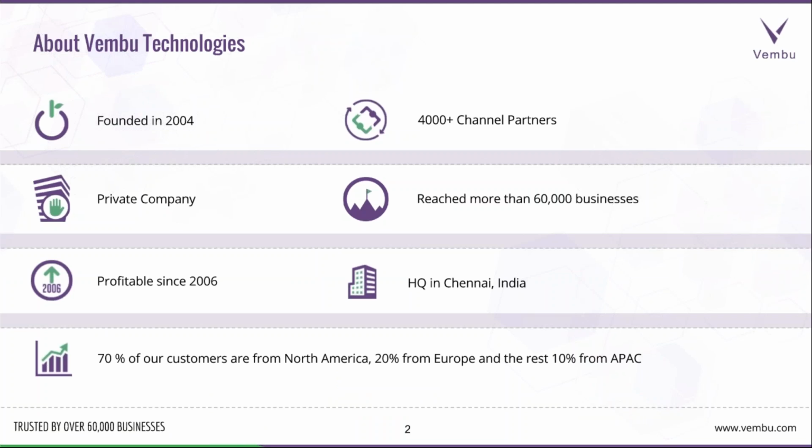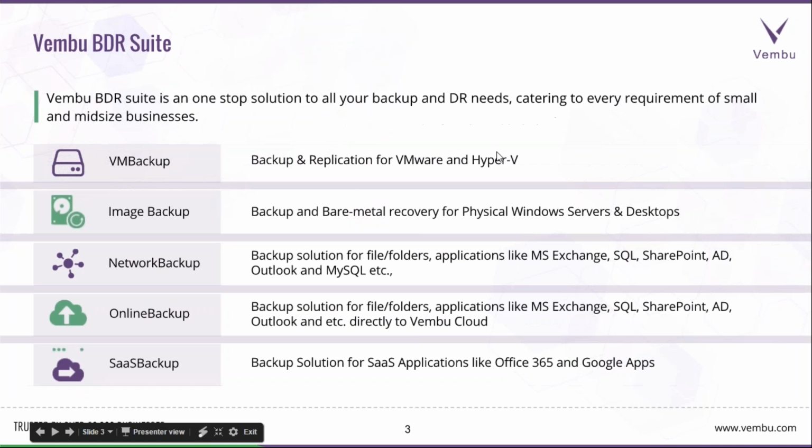To start with, let's have a quick intro about the company profile. Vembu Technologies was founded in the year 2004. We are a private company, profitable since 2006. We have 4,000 plus channel partners and we have reached more than 60,000 businesses so far. We are headquartered in Chennai, India. 70% of our customers are from North America, 20% from Europe, and the rest 10% from the Asia Pacific region.